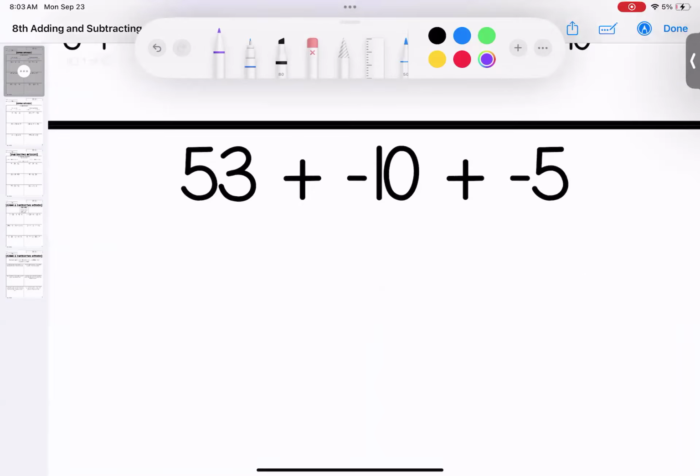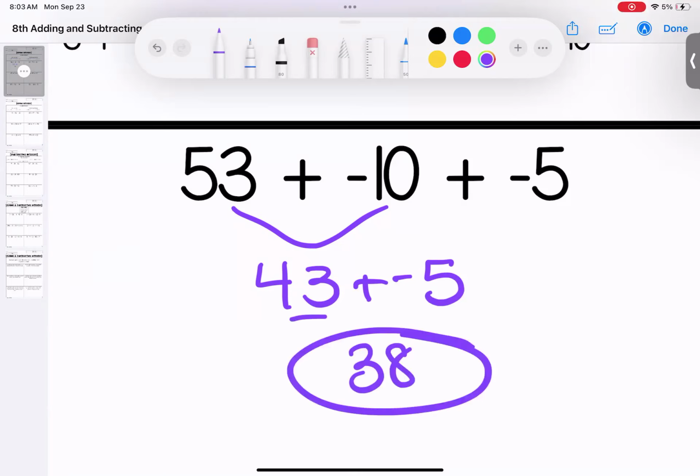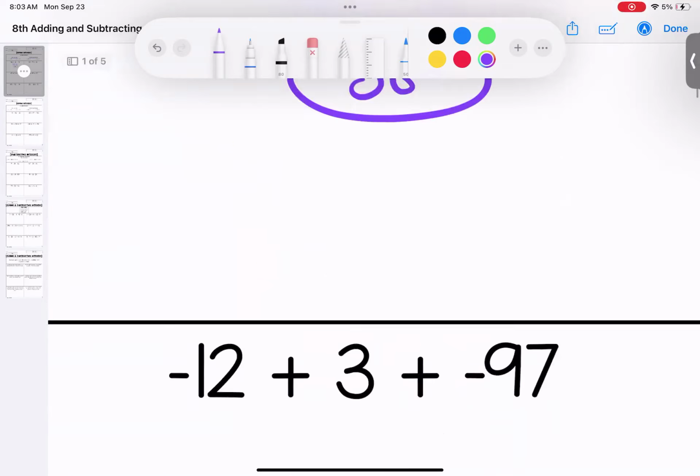So starting here, I like to just go front to back and pair them. 53 and 10, different sign, difference. So I subtract them and get 43. Bigger number is positive, so that 43 is positive. Again, subtracting because they're different. 43 minus 5 is 38. Bigger number is positive, so that 38 is positive.